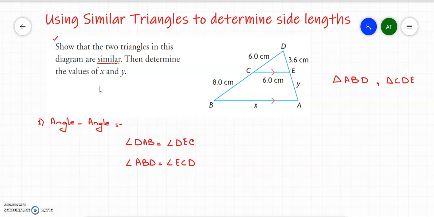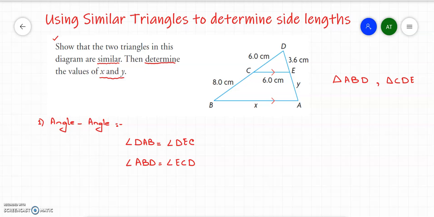When two angles of one triangle are exactly the same as two angles of the other triangle, then we can say that the triangles are similar. So we are done with proving that the two triangles are similar. Now we need to determine the values of x and y. How do we determine them? We know that the triangles are similar, so let's find the values of x and y.